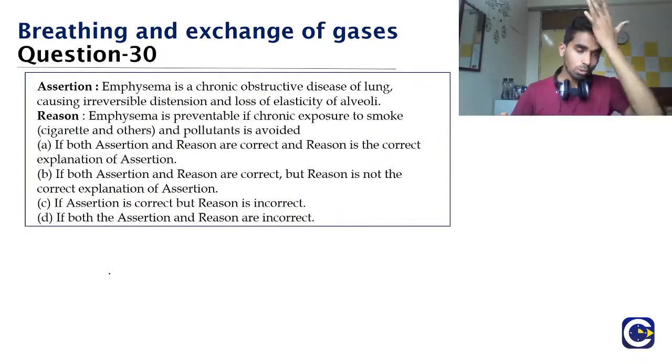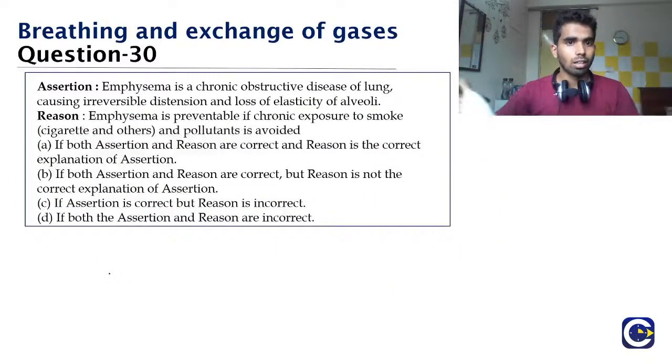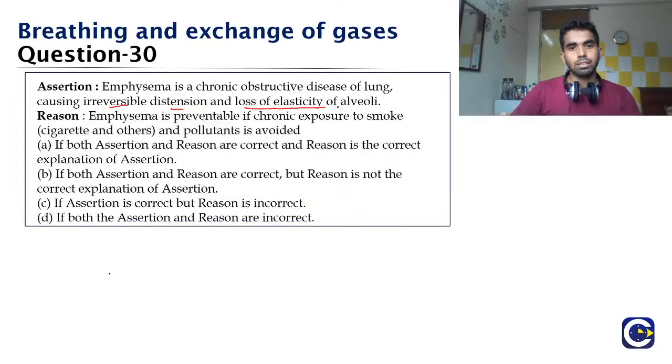Now coming to the last question for this lecture. Assertion: emphysema is a chronic obstructive lung disease. It is causing irreversible distension and the loss of elasticity of the alveoli. And the reason is emphysema is preventable if chronic exposure to smoke and pollutants is avoided. So it is a tricky question, but just give it a try and answer something. See, I told you that emphysema is the all-time favorite disorder of the lungs asked by the examiner.